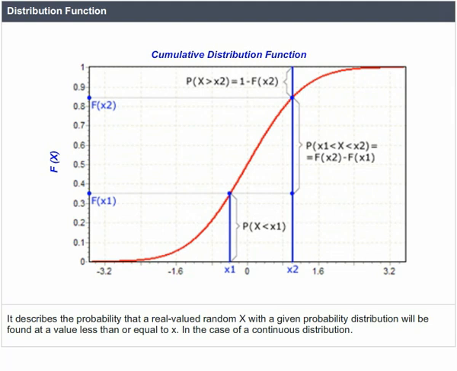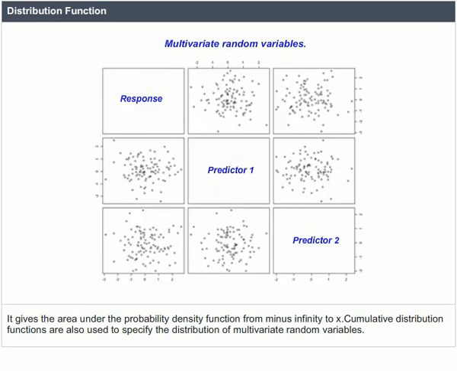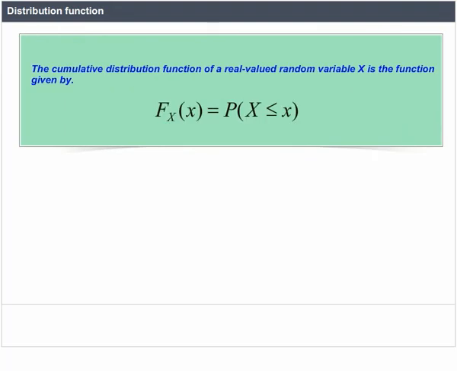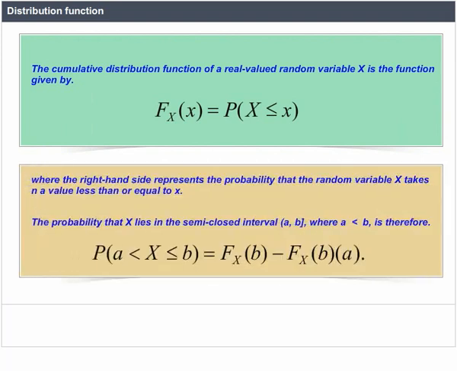In the case of a continuous distribution, it gives the area under the probability density function from minus infinity to x. Cumulative distribution functions are also used to specify the distribution of multivariate random variables. The cumulative distribution function of a real valued random variable x is the function given by F of x equal to probability of x less than or equal to x, where the right hand side represents the probability that the random variable x takes on a value less than or equal to x.